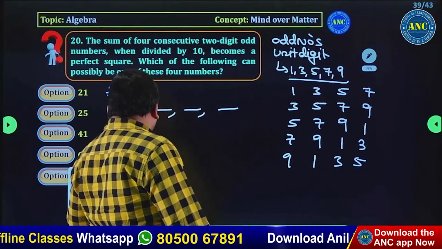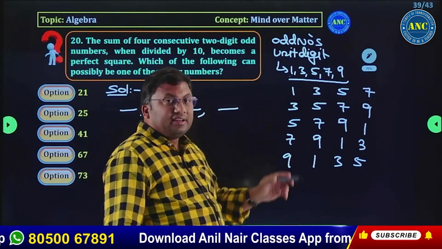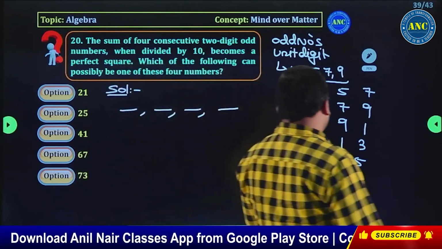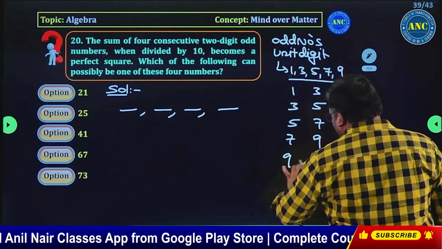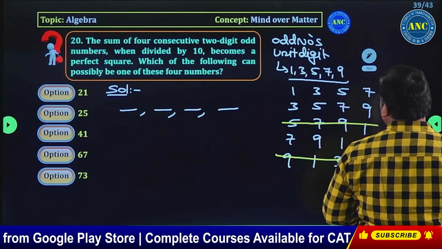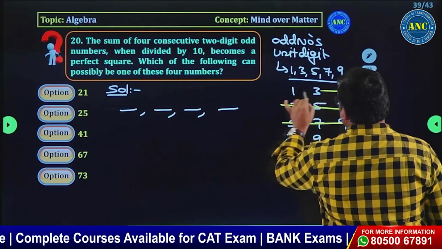It is divided by 10. That means the number, if I add it, is getting divided by 10. That means the unit digit will be 0. 8 plus 1, 9, 9 plus 9, 18, no. 12 plus 9, 21 plus 1, 22, no. 16, 21, 24, no. This is also no.